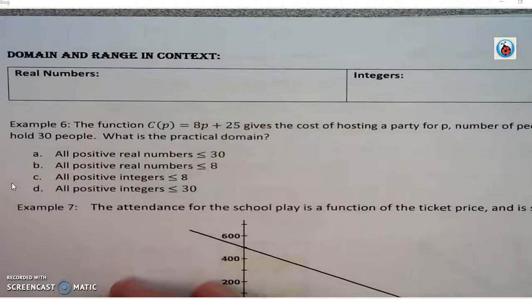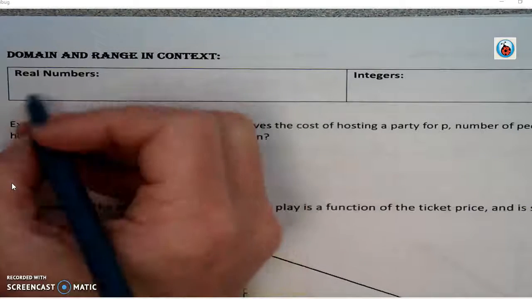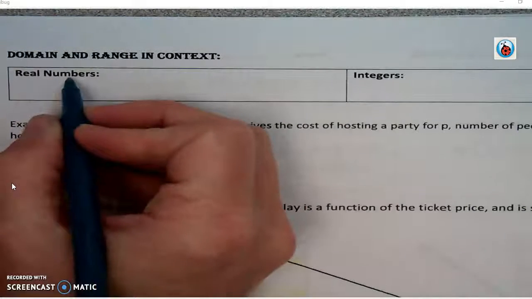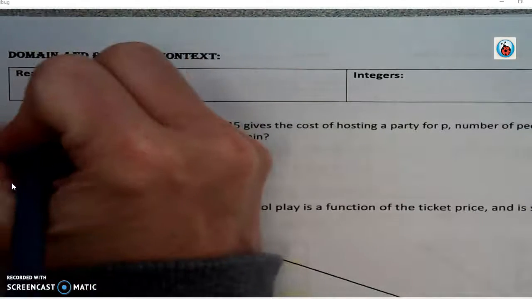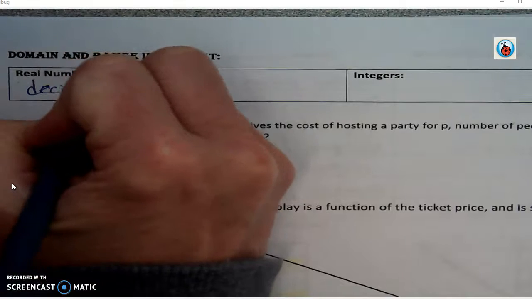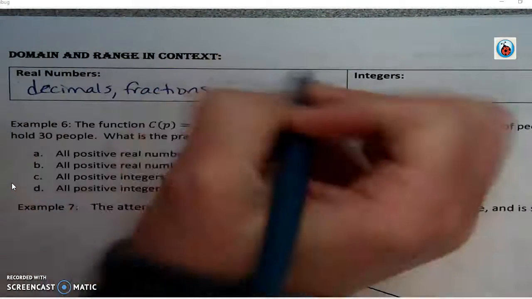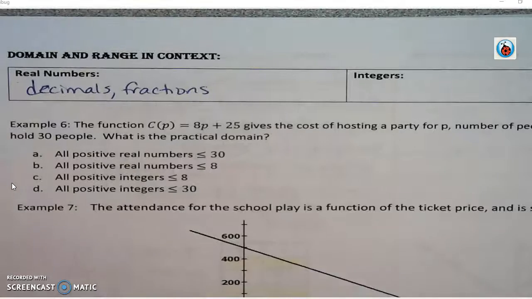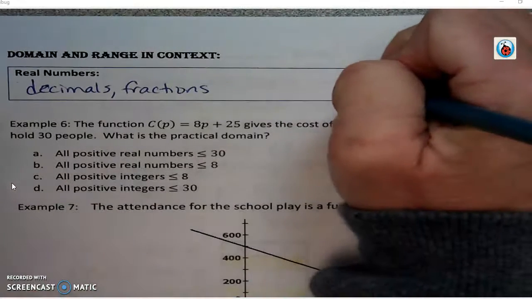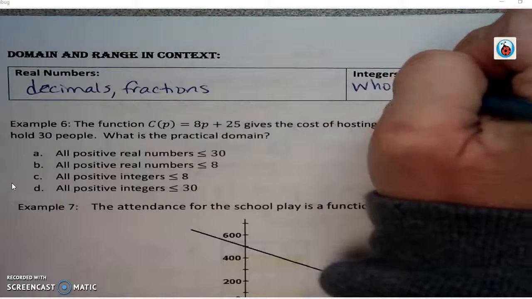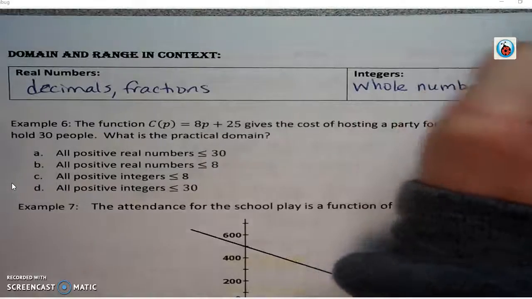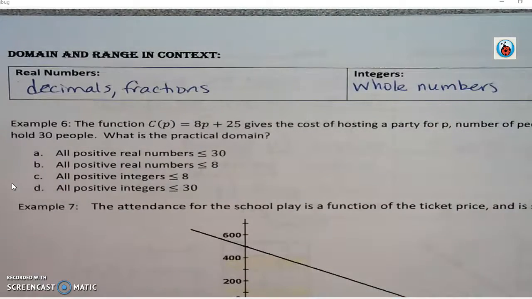All right, domain and range in context. Real numbers can be decimals, fractions, and so on. Integers are whole numbers, so no decimals or fractions. Once again, pause this video if you need more time to write.